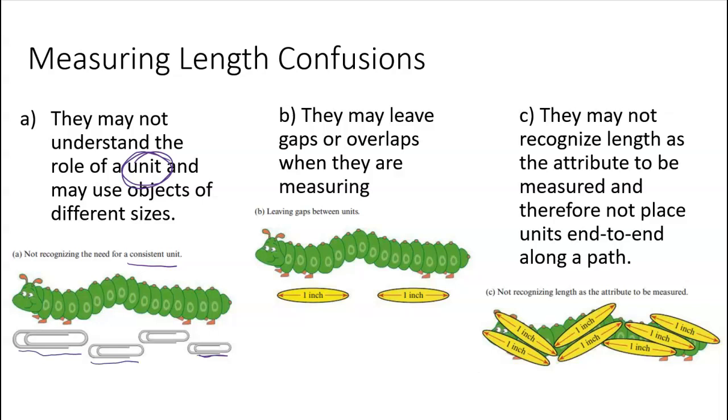They may leave gaps or overlaps. So they may not understand that we're measuring from end to end without gaps and overlaps. And they may not recognize length as an attribute to be measured. And they might not place it end to end. They might instead be trying to find the volume or the area in this case.